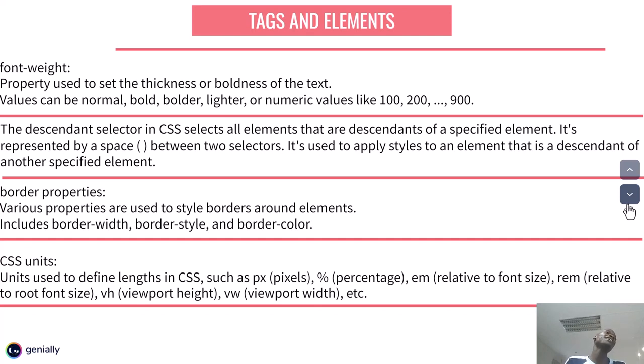The border properties. Various properties are used to style borders around elements, including border width, border style, and border color. The shorthand property border has three properties that go with it, which are border width, border style, and border color. The width is the thickness of the border, and the border style is whether a border is dotted, because we have different types of borders.